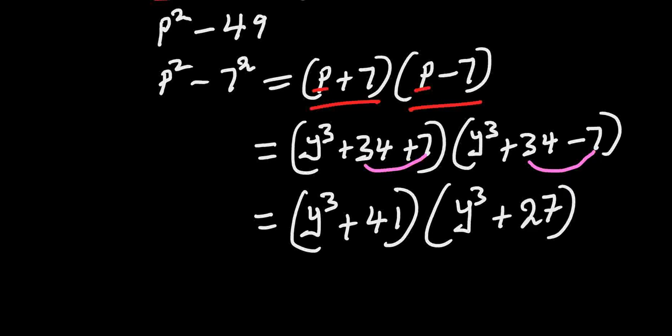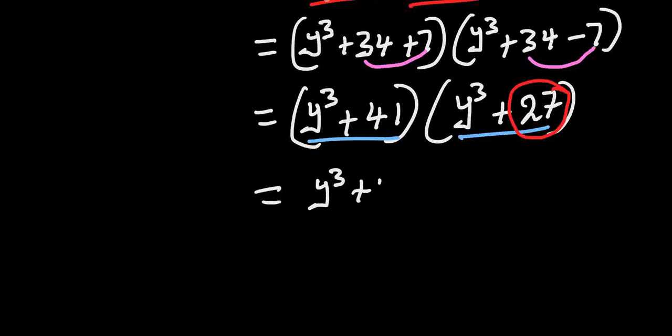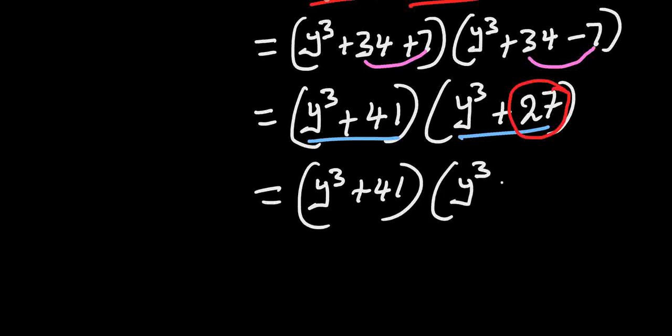Now if you look at this factor, this cannot be factored any further, but over here we can write this number in the index form, and that will be 3 to the third power. So automatically this will become y to the third power plus 41 and y to the third power plus 3 to the third power.